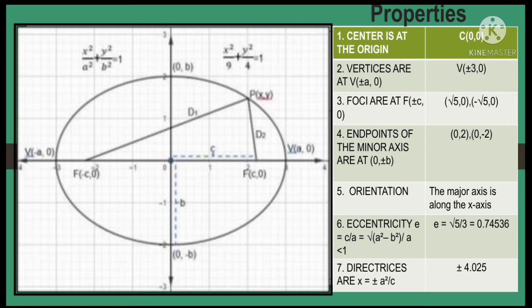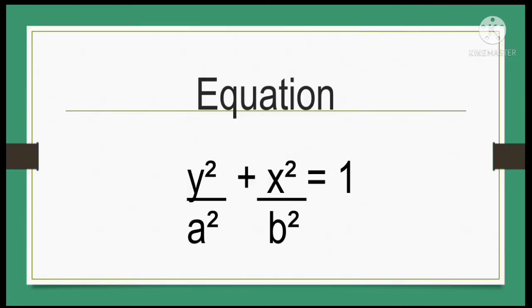The eccentricity is e equals the square root of 5, the value of our c, over 3, which, if we simplify, we come up with 0.74536. And the directrices are x = ±a squared over c, where a squared is 9 and c is the square root of 5, so we come up with ±4.025.